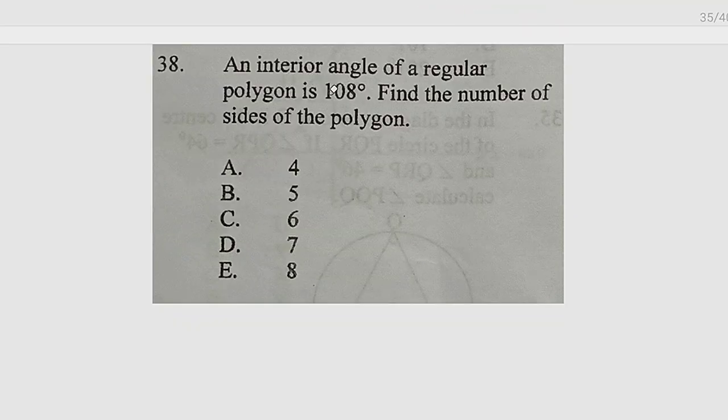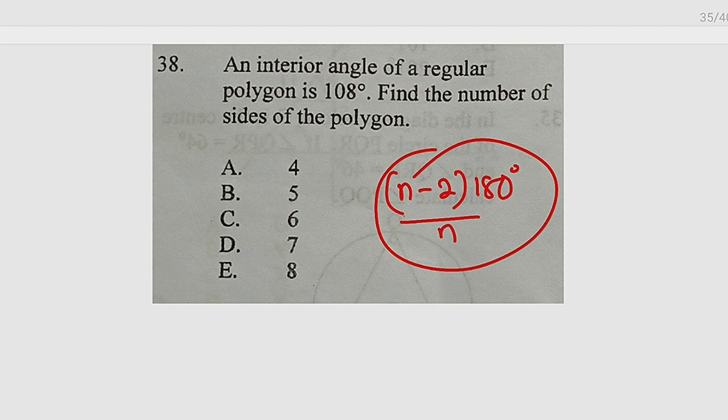An interior angle of a regular polygon is 108 degrees. Find the number of sides of that polygon. So if a polygon is regular, it means all the interior angles have the same measure. If it is 108, all the other angles will have the same measure, 108. So what can you remember about a regular polygon? To find the measure of every single angle in a regular polygon, you can always use the formula, which is (n minus 2) multiplied by 180 degrees, divided by n. This will give you the measure of every single angle.